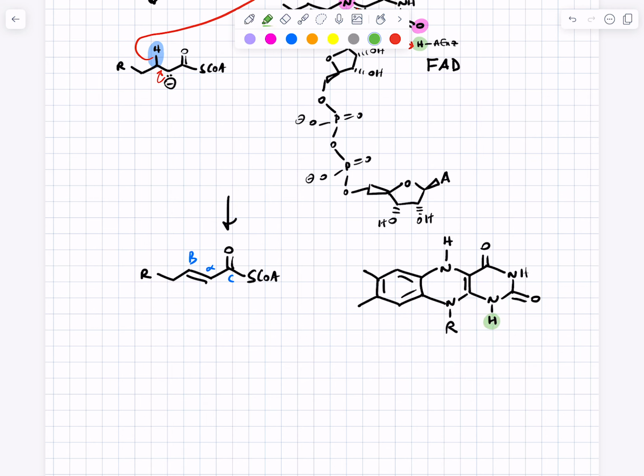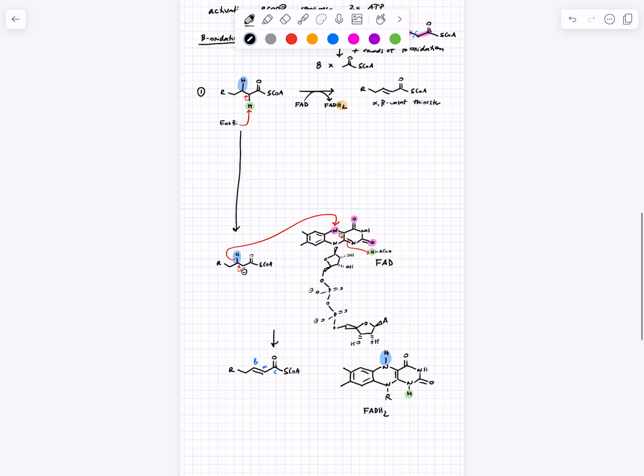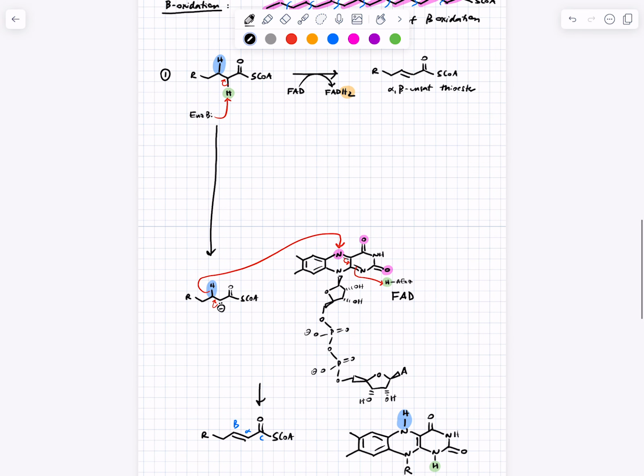This is the proton that got picked up. This is the hydride that was delivered. And you can see why the enzyme that does this process... actually, I was going to ask you that. What do you think the enzyme's name is? What would be the class of enzyme you would give for this reaction?